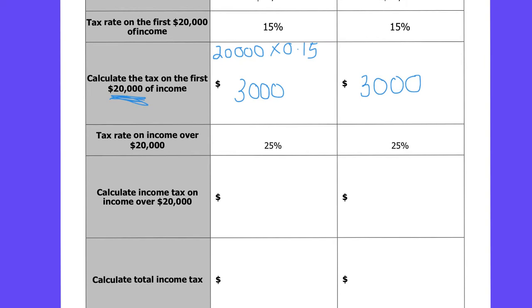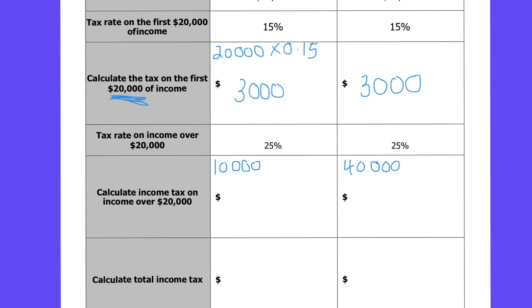Now is where it changes a little bit, because now we want to figure out how much over 20,000 each of them make. So Jack, we know, makes 30,000. So that would mean he makes another 10,000 on top of that 20,000. And we'll jump over to Emily for a sec just to figure out hers. So on top of 20,000, she makes another 40,000 because her salary is 60,000.